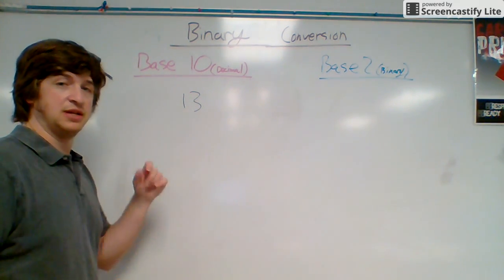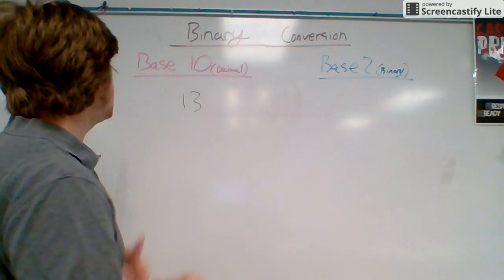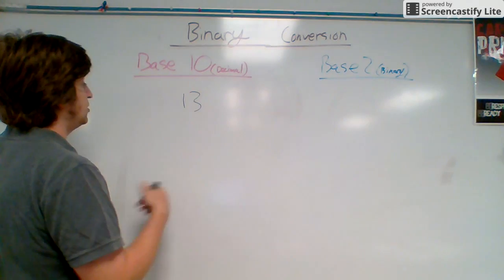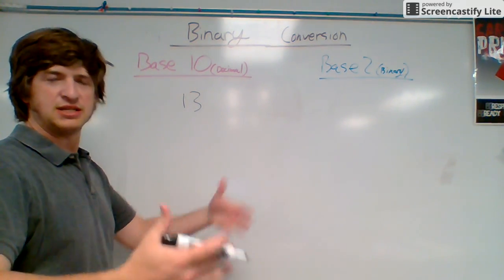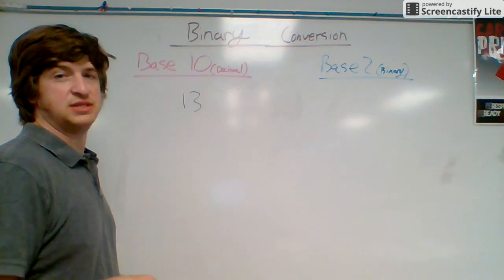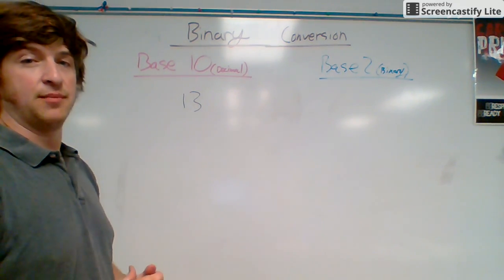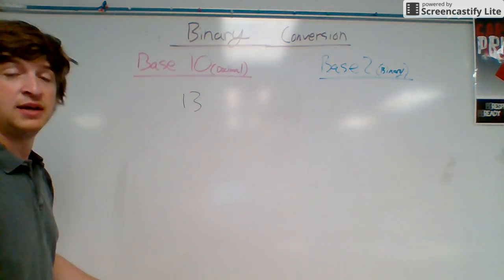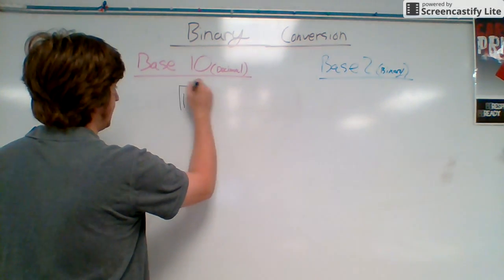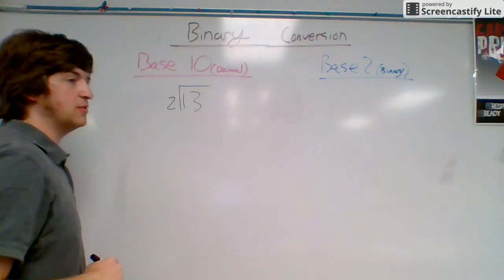I'm going to show you PLTW's way first. PLTW's way involves using divisions with remainders. So you're just always going to be taking your decimal number and dividing it by 2, and then using the different components that determine what your binary number is once you've done a series of divisions by 2. First thing we're going to do, we're going to take 13. We're going to divide 13 by 2.